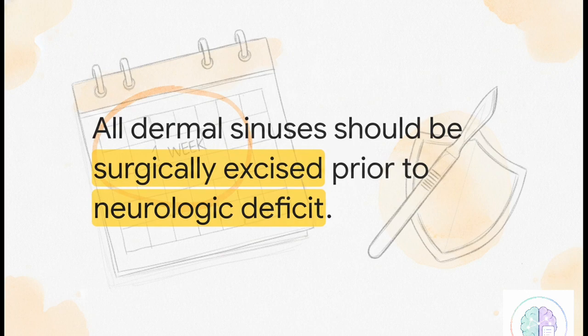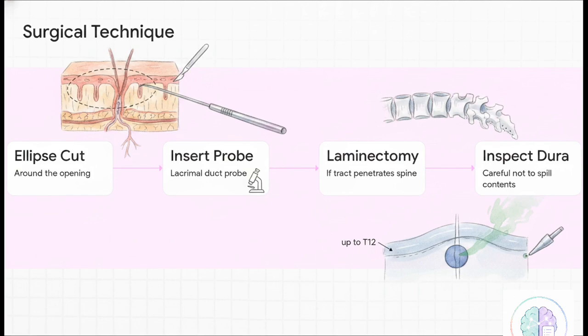And this is crucial. This has to happen prophylactically, way before the development of any neurologic deficit or sign of infection. Generally, performing the surgery within the first week of diagnosis is considered the appropriate standard of care. The surgery itself demands some seriously meticulous, sequential steps so you don't accidentally violate the tract. You kick things off with an ellipse cut right around the opening, carefully following the sinus deep. To help guide you without tearing the tract walls, you gently insert a lacrimal duct probe under direct, continuous vision.